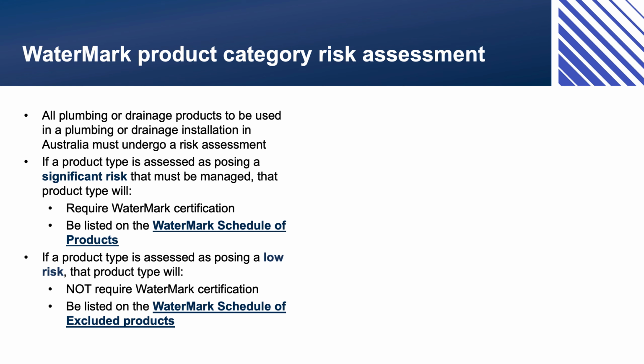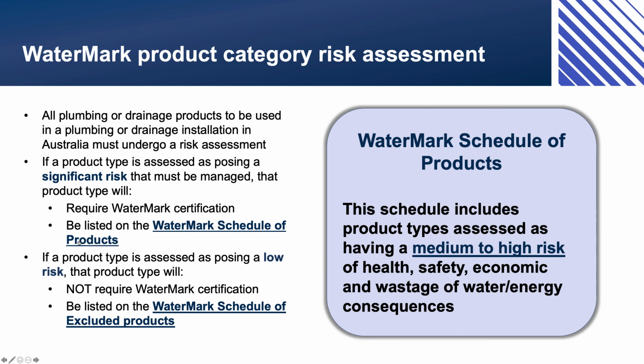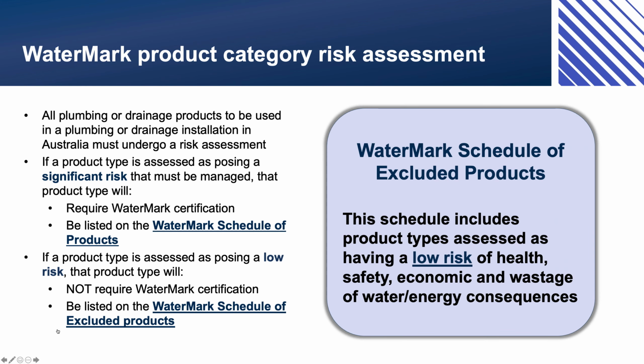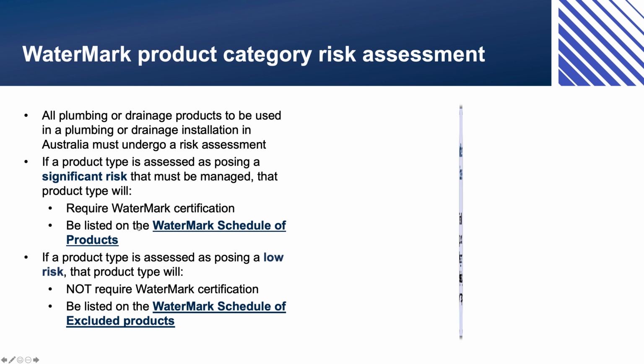The ABCB maintains two WaterMark product schedules, both of which can be found on the ABCB website. The first is the WaterMark Schedule of Products, or WMSP. It lists the products that require WaterMark certification. The second is the WaterMark Schedule of Excluded Products, or WMEP. This lists products which don't need to have WaterMark certification. If a product is not listed on either schedule, then a risk assessment must be completed to determine whether certification is required.